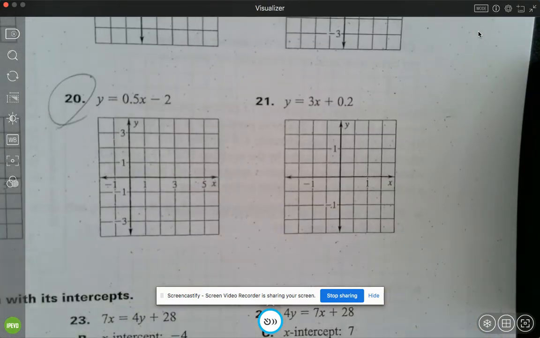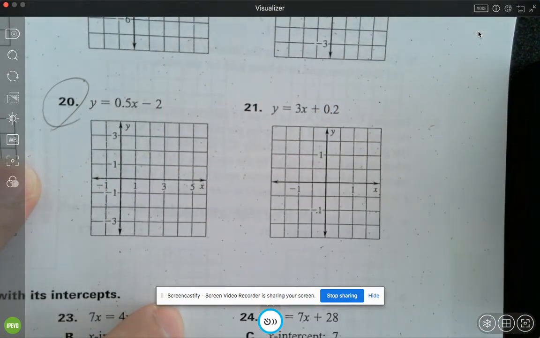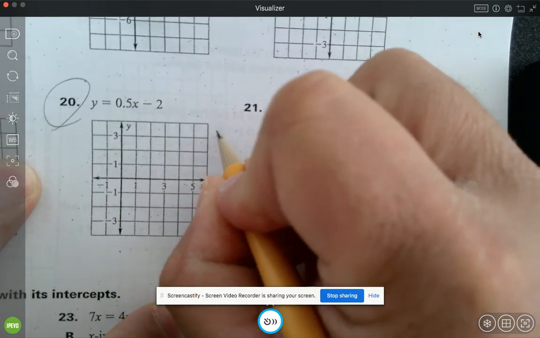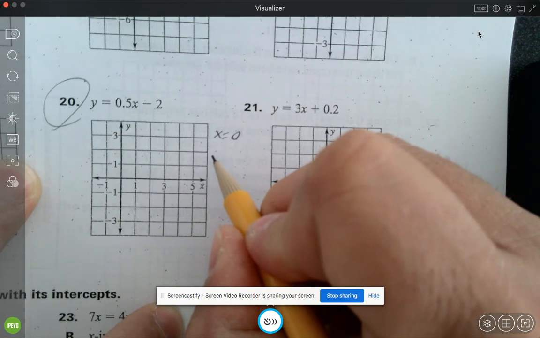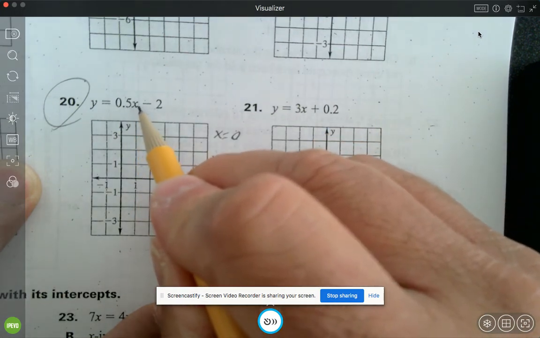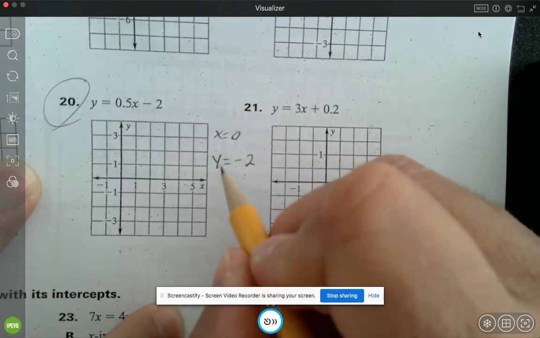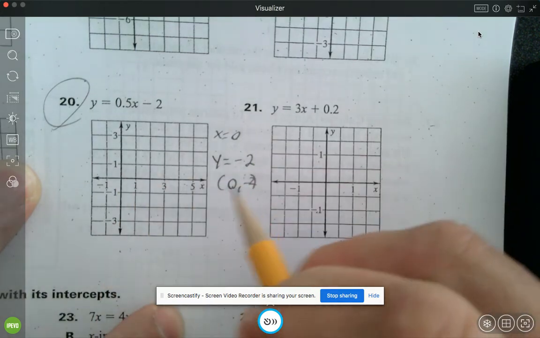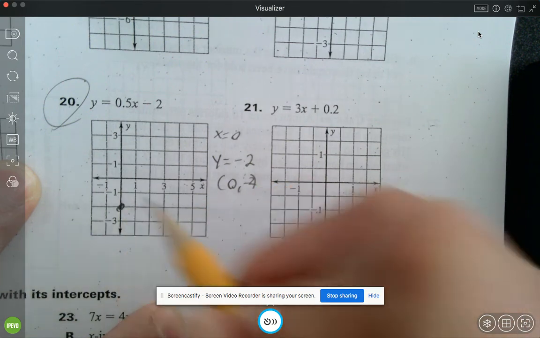So let's start with the easier one. If I want to get the y-intercept, this is number 20 on page 22, I'm going to make x equal to 0. And when I make x equal to 0, I'm left with y equals a half times 0, which is just 0. I'm just left with a -2. So I'm going to have a y-intercept of (0, -2). That's super simple, so I'll have my first dot here.